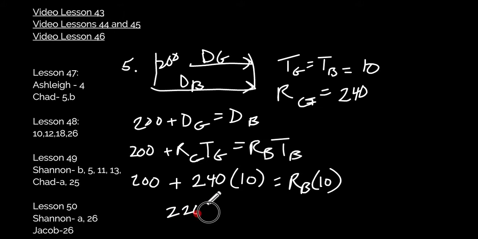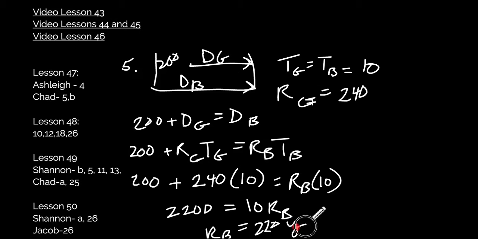If we add these all together, we get 2,200 equals 10 times the rate of Bruce, and we get the rate of Bruce equals 220 yards per minute. Okay, but let me just check that. I feel like I did something wrong. 240 times 10 equals 2,400, okay, that's not quite right. It's 2,600. And so we're going to get 260 yards per minute. All right, so we got that one done.